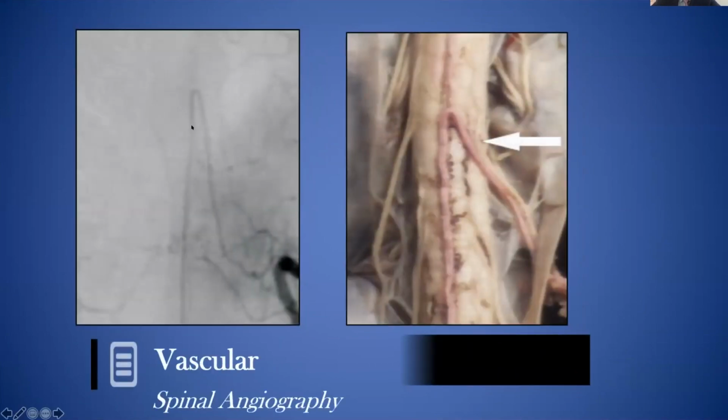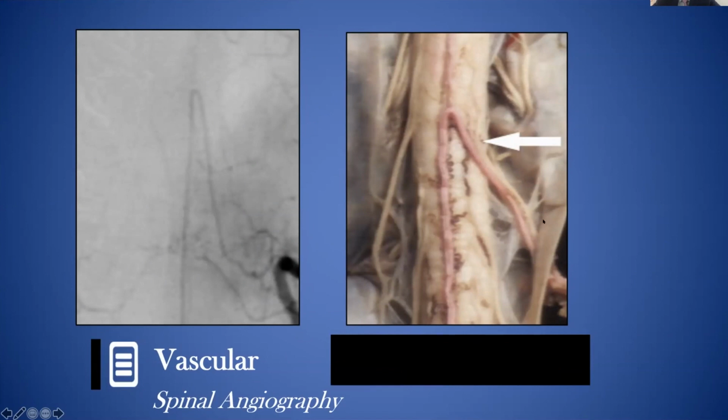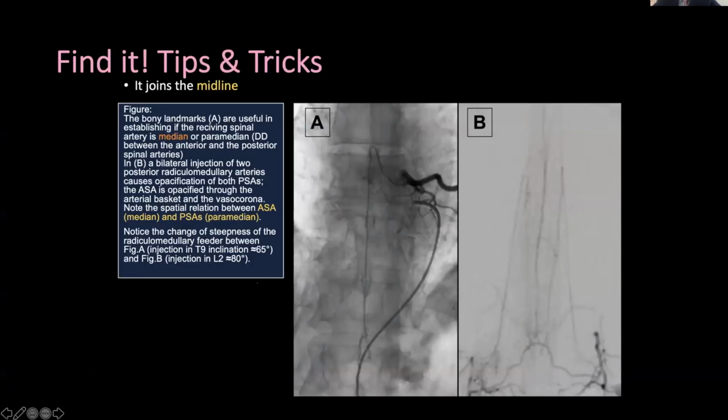The artery of Adamkiewicz is a key structure, and you recognize this guy because of the hairpin bend and its central placement. So here's the cadaveric section, and here's the angiographic section. It's very important in any spinal angiography procedure to be aware of where Adamkiewicz is, and also where the other key, depending on the region of the spine you're looking at, some of the key what we call radiculomedullary feeders are. Here you can see the anterior spinal artery coursing down.